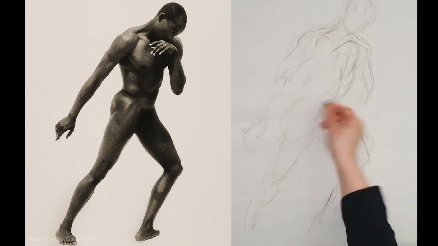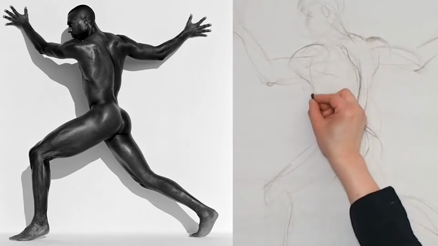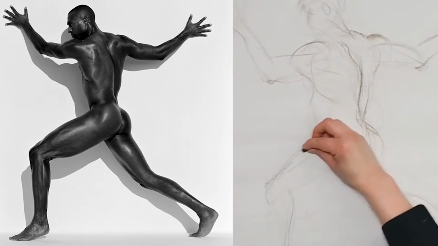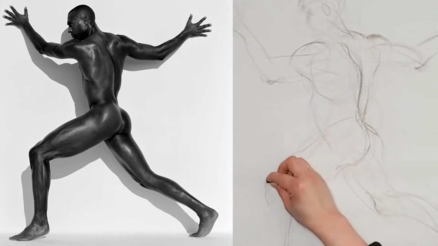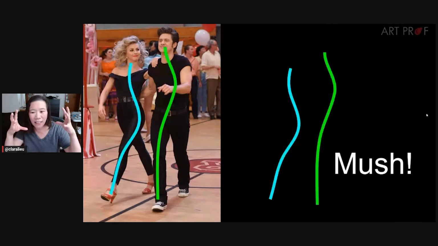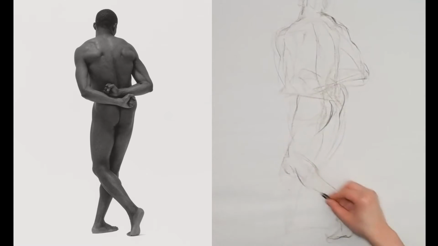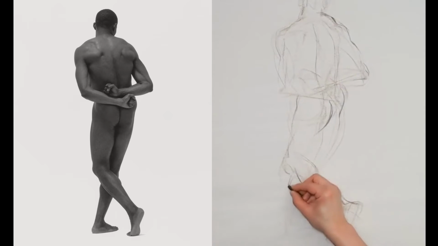It's structure. That's what drawing is all about. You can't have anything without structure, especially with the figure. The most important thing to understanding anatomy is structure. Why are you using the line of action? What is this? I don't want to be thinking about noodles or anything remotely noodle-like when I'm drawing the human figure. You can't have mush. Mush is not going to help you.